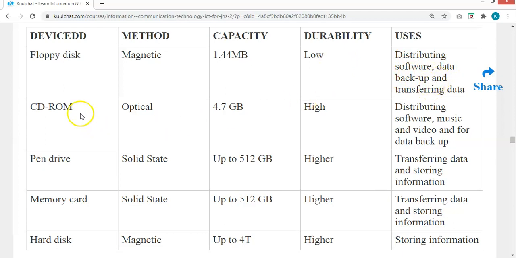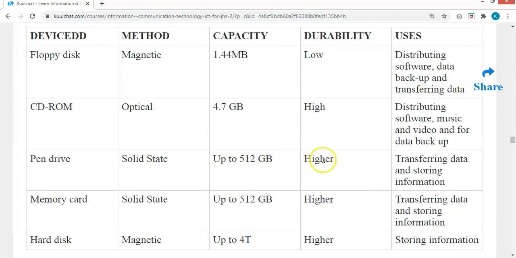Then we have the CD-ROM, whose method of storing information is optical. It has 4.7 gigabytes of space. The durability is high, so a CD-ROM can last for a long time. Then you have the pen drive, and its method is solid state. It can store up to 512 gigabytes, or below that.